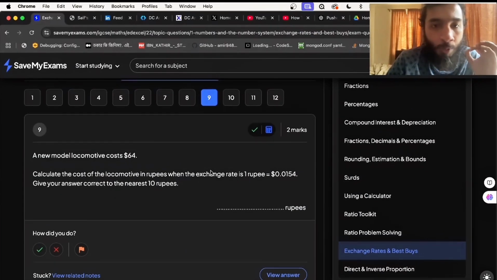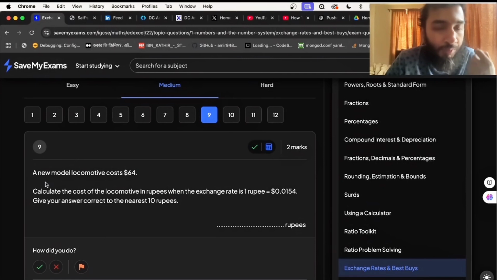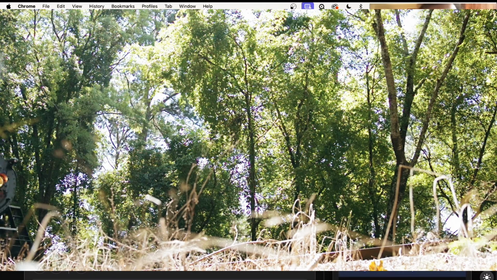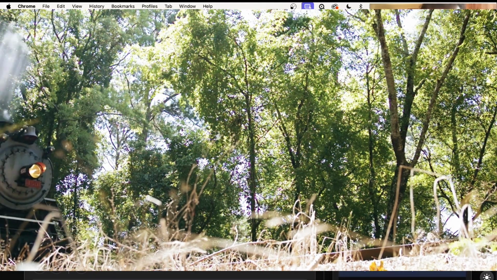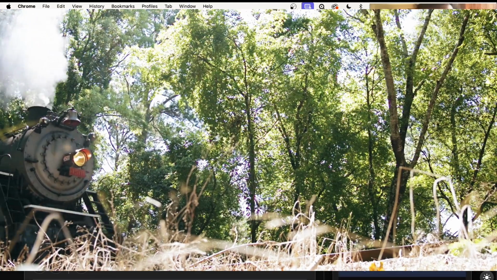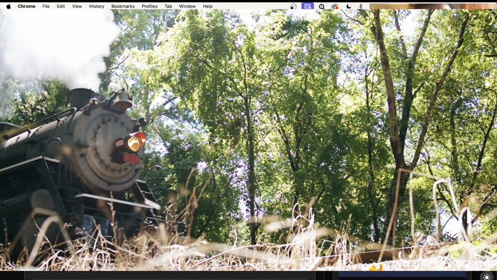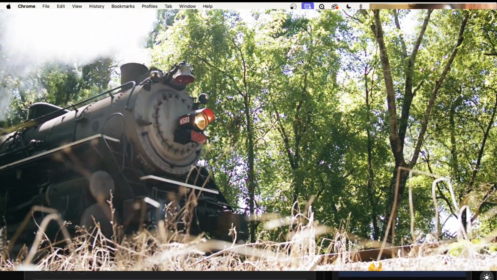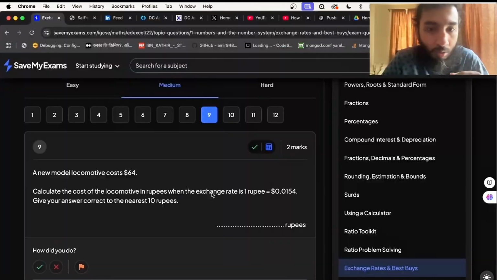I'll now focus on problem number 9. So let's read the problem. It says a new model locomotive costs $64. Calculate the cost of the locomotive in rupees when the exchange rate is 1 rupee equals $0.0154. So the exchange rate is given between rupees and dollars. You have to give the answer correct to the nearest 10 rupees.